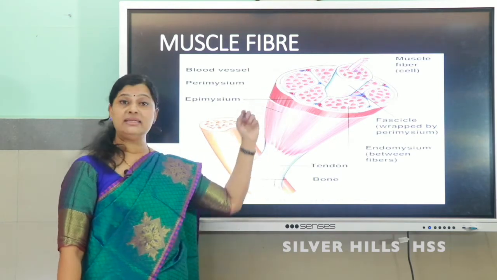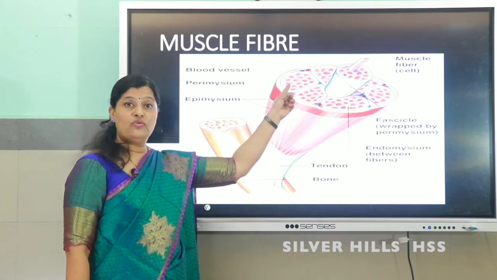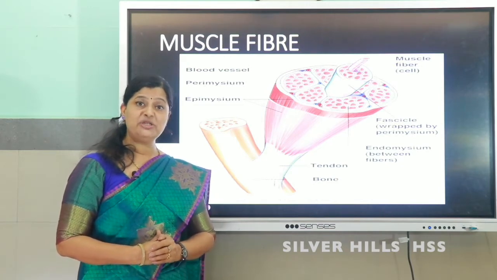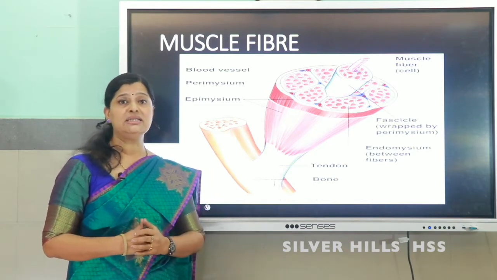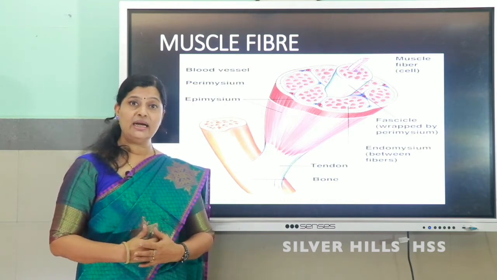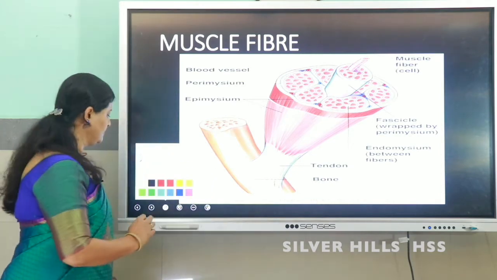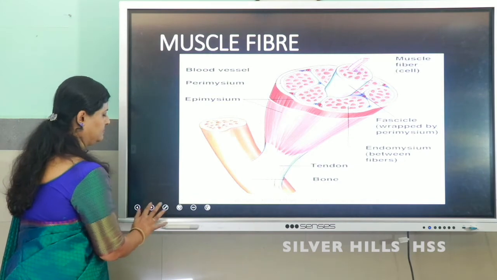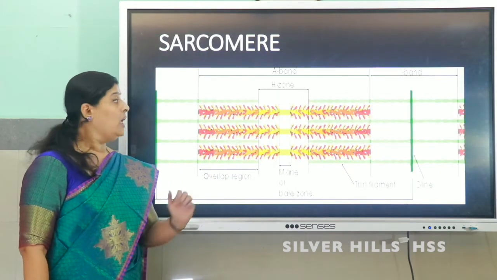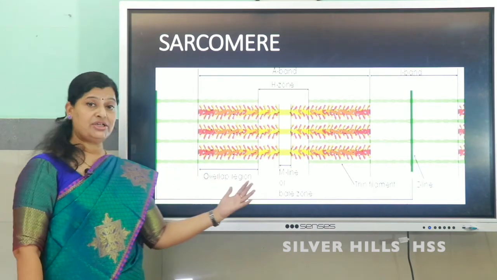Now, inside this muscle bundle, you can see narrow filaments which are called myofibrils. So, each muscle bundle or fascicle is made up of many myofibrils. So, let's learn about the structure of a myofibril. Okay, this is the structure showing the myofibril.